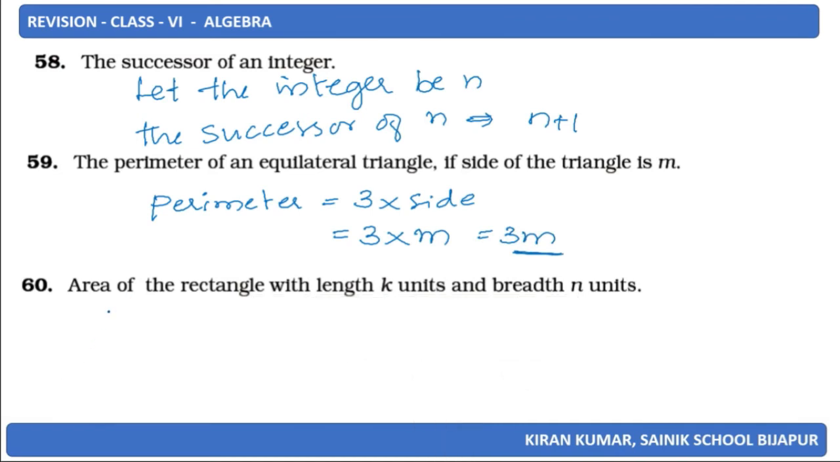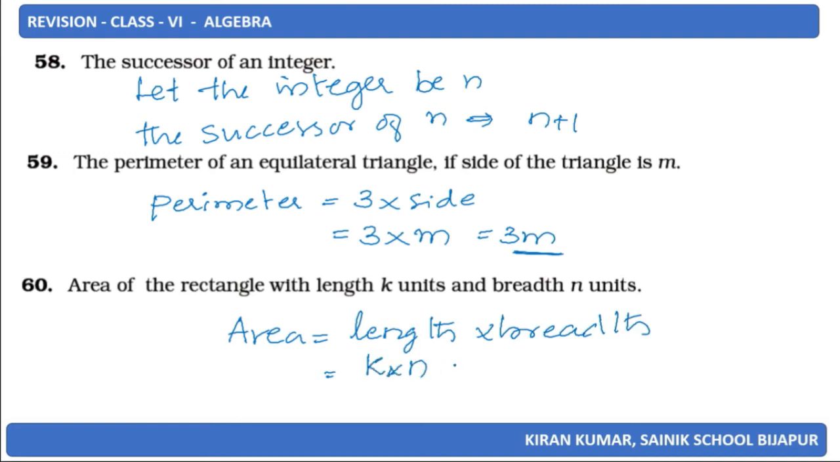Statement number 60. Area of the rectangle with length k units and breadth n units. If the length is k units and breadth is n units, area is given by length into breadth. So it is k into n, which is kn square units.